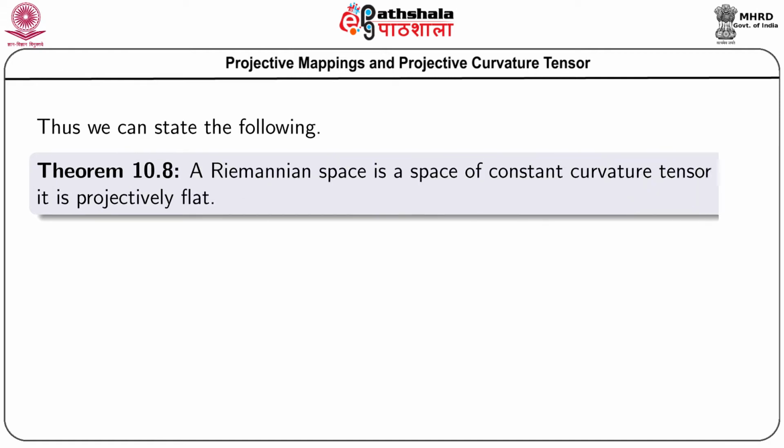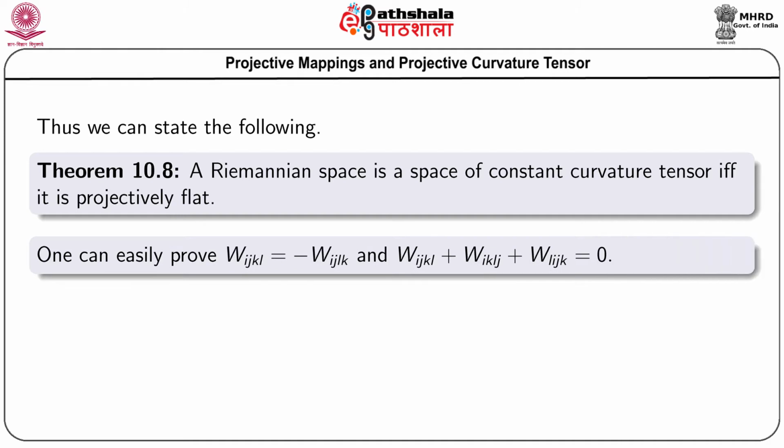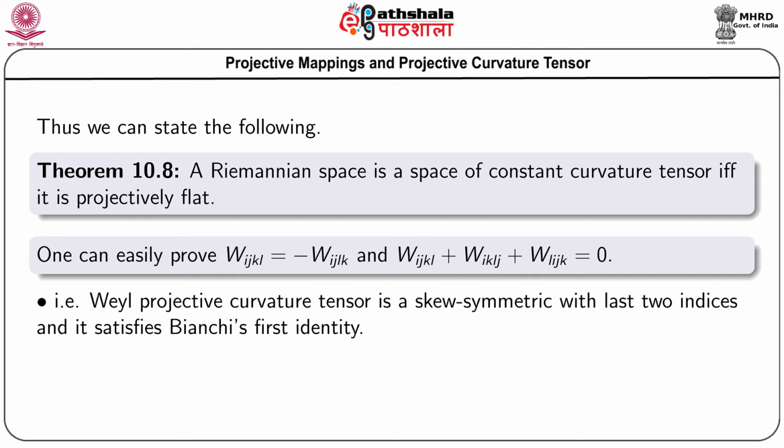So, we can state that a Riemannian space is a space of constant curvature if and only if it is projectively flat. And one can easily prove that W_ijkl equals minus W_ijlk and W_ijkl plus W_iklj plus W_iljk equals 0, and we get that the Bianchi identity is satisfied for the projective curvature tensor. And from the first relation we see that the projective curvature tensor is skew symmetric.